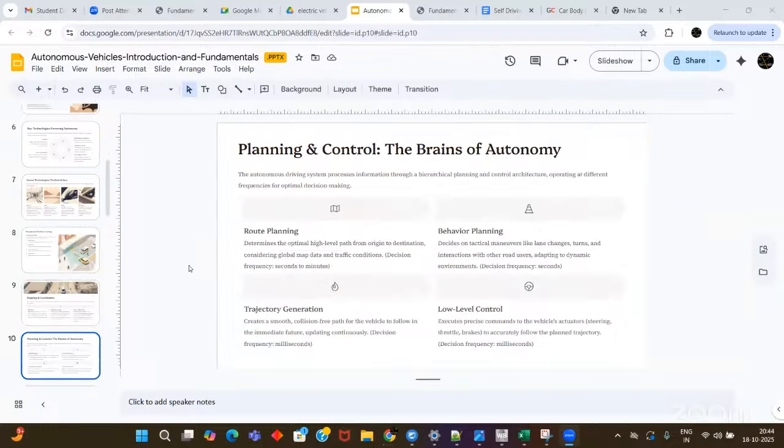Okay. Now comes planning and control. I think this would be the last slide that we'll be discussing today. Maybe in the next class we'll discuss the rest of the things that are left.